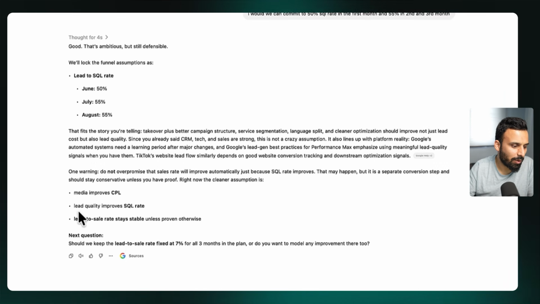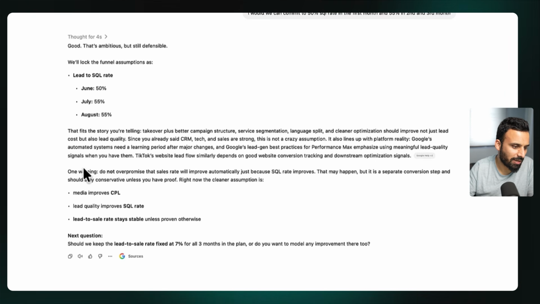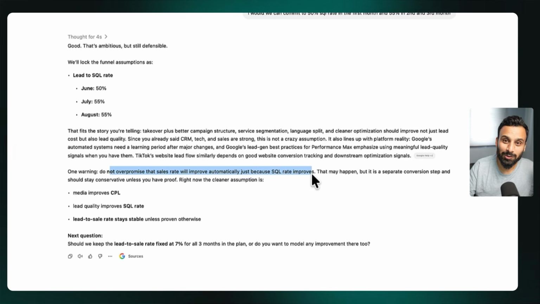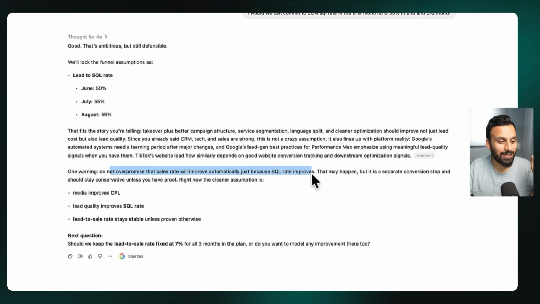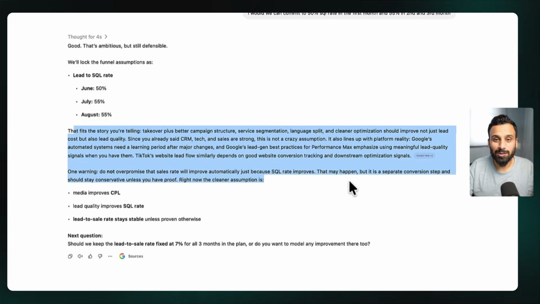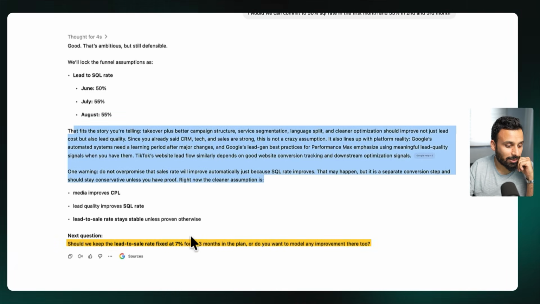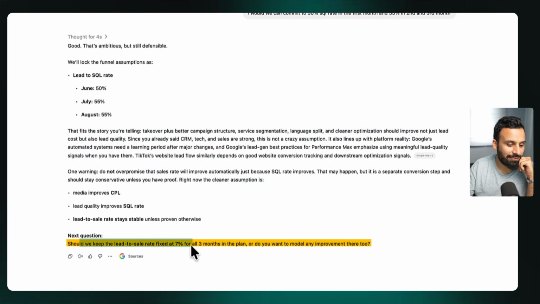Okay, then here we go. It's giving me all this information. One warning: do not overpromise. See, it's also telling you, okay, you know what, don't overpromise to the client, don't do this, don't do that. If you read all this summary, when you go to the meeting to present the media plan, you'll be a rock star. Should we keep the lead to sale rate fixed at 7% for all 3 months in the plan, or do you want to model any improvement there too?